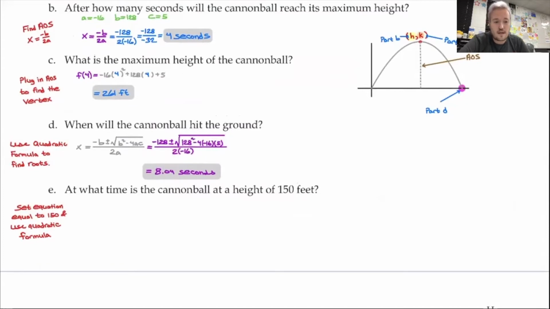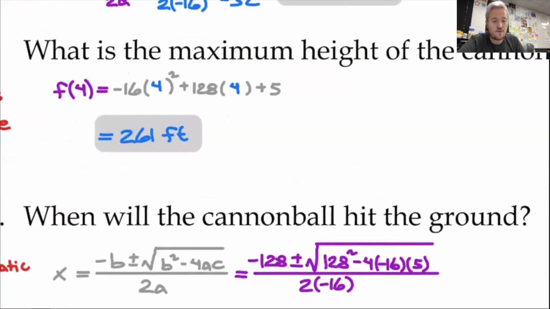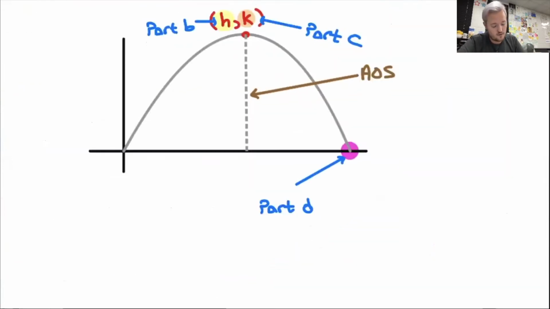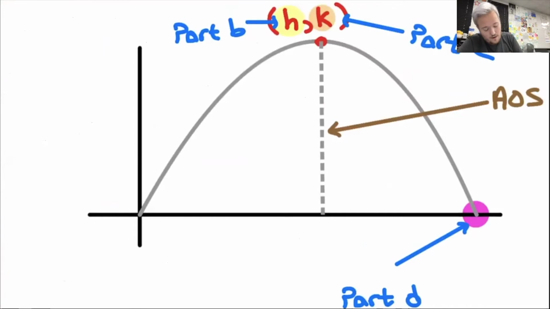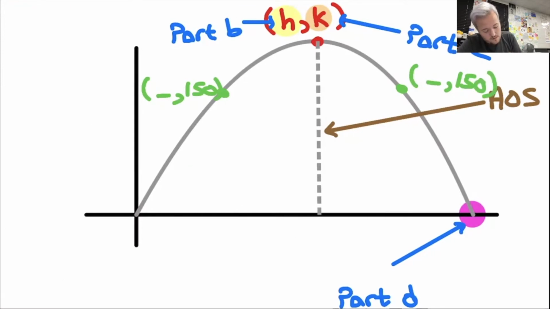All right, and then for this last part, we want to find at what time is the cannonball at a height of 150 feet. All right, so kind of looking here, we know our maximum height is 261. So I want to find when it's going to be at 150 feet. So what I'm doing is we're looking for these 2 specific points because I want to know what those x values are. All right, so these are parts E.